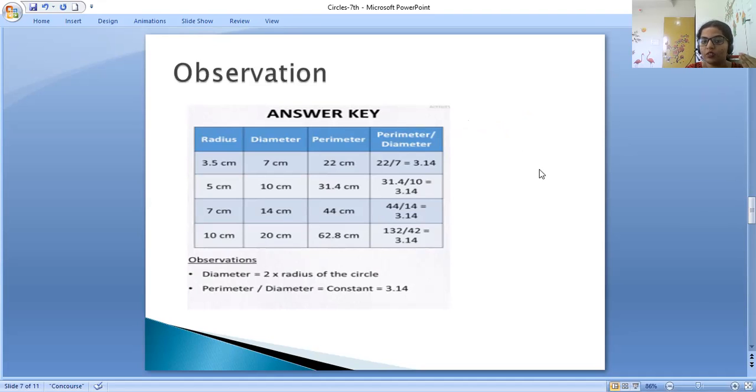So these are the main observations that we found: the diameter is always twice the radius of a circle, and perimeter by diameter is always constant for anything. So 3.14 here, 3.14 here as well, 3.14 here and here. Be it any radius, be it any diameter, the perimeter by diameter's value will always be 3.14, which is denoted as pi. Clear? Any questions, anyone?